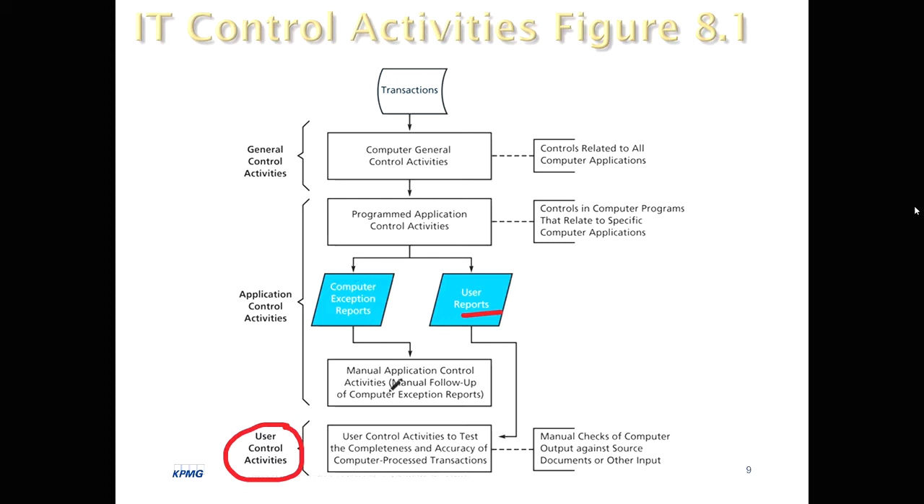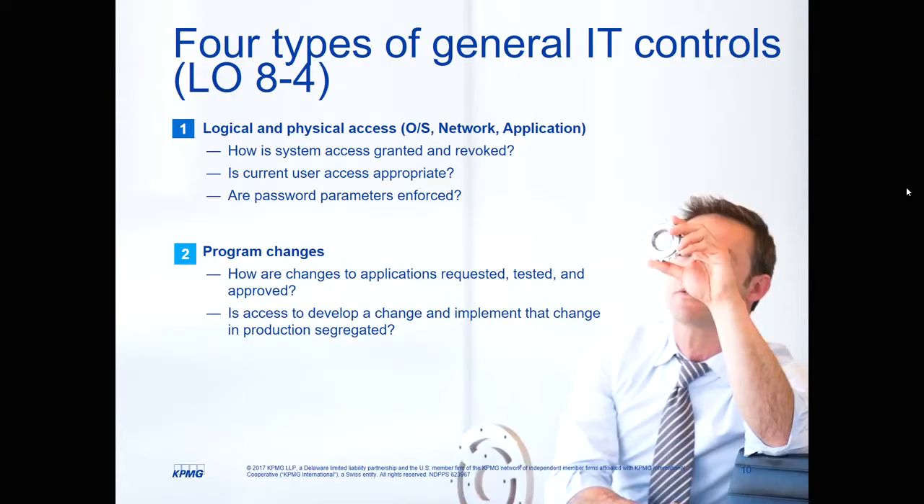And then you might get exception reports from certain things in terms of things that require follow-up, right? So maybe there's a control activity that needs to be implemented for a subset of transactions, and so we might have those kind of things that are being pulled out and then subject to manual application control activities.